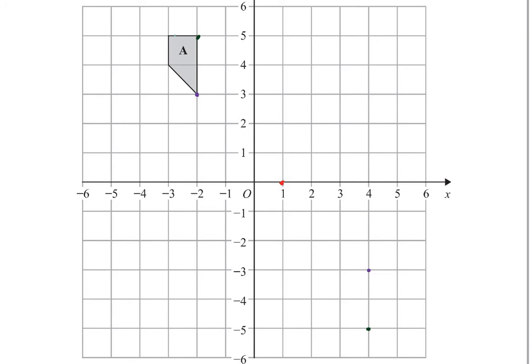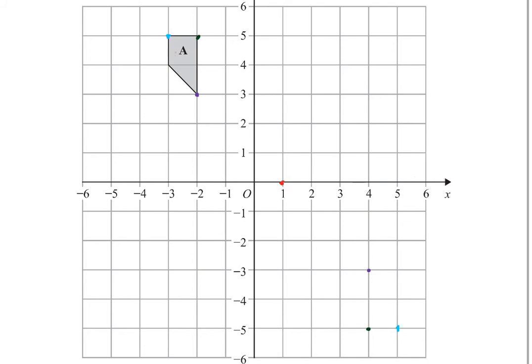Okay, next point, let's look at this corner. From the center we go 4 along this time, 4 to the left and 5 up, so we go 4 along and 5 down, so that's here.